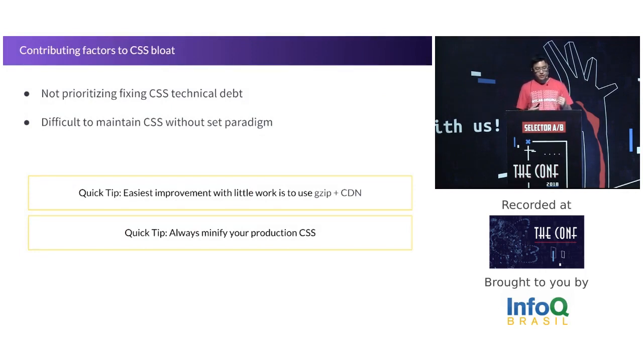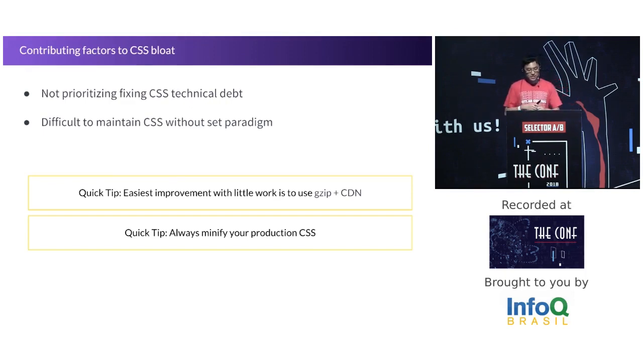So overall, contributing factors to CSS bloat, a lot of it comes from not prioritizing to fix the debt early on while the boat is still a boat before it's sinking. And at the same time, it's also difficult to maintain without a set paradigm. And with that, I also wanted to share a few quick tips that GitLab has done to do some improvements, a lot of improvements for a little bit of effort.